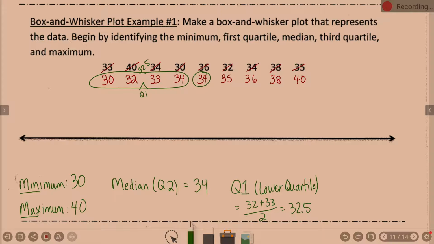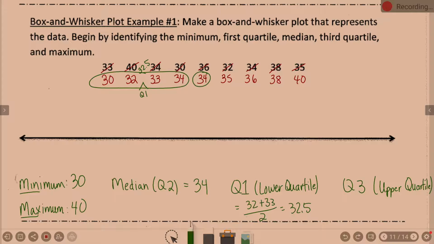Okay. And then we also need to find Q3, but if you liked the word lower, you might like the word upper quartile. Yeah, Q3 takes less time to write. It does. Definitely an advantage there, right?